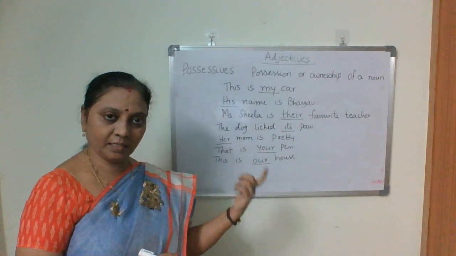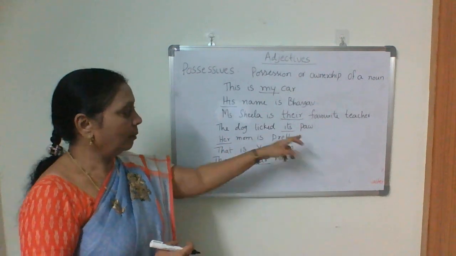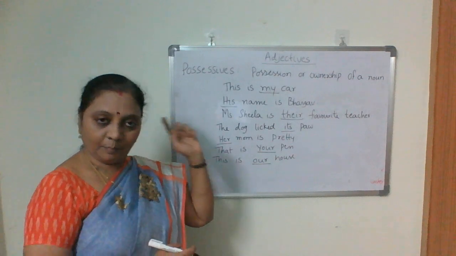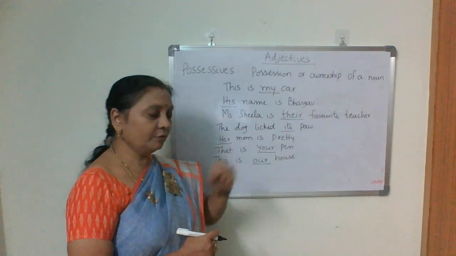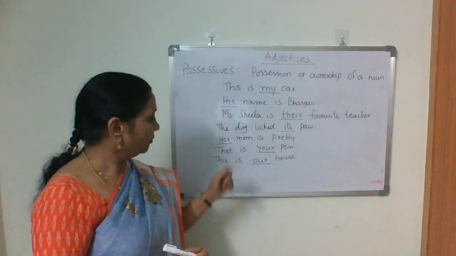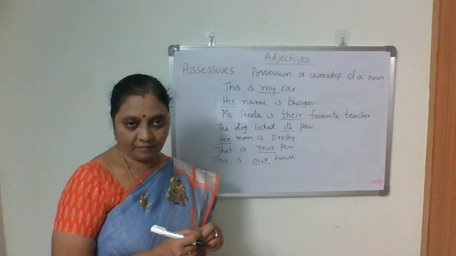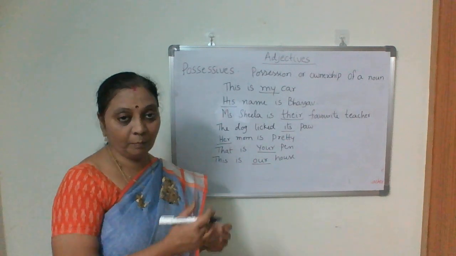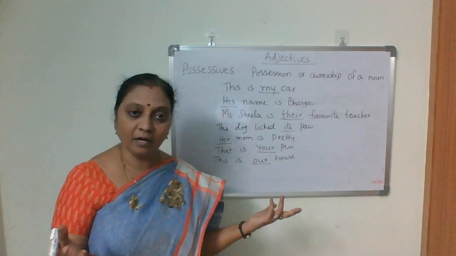So its color is noun. It's usually, I said, even in pronouns, personal pronouns also. It's mostly we use for animals. Okay. Her mom is pretty. Her mom. Her. Okay. That is your pen and this is our house.